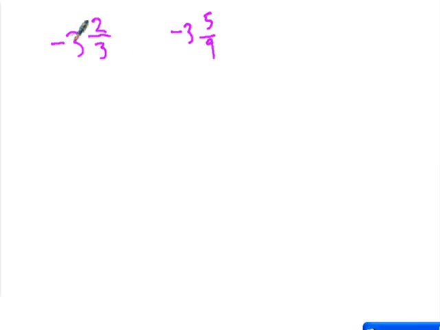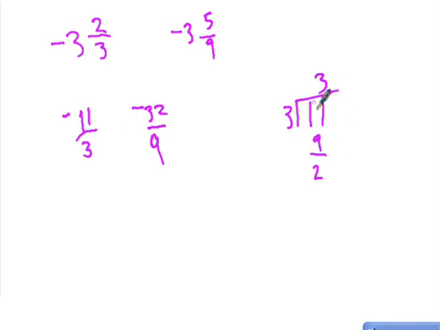So let's look at another one. This is with negative numbers. So I'm going to do the same thing, change it to an improper fraction. Remember not to leave the negative behind. So we got 11 over 3 and 32 over 9. So I divide 3 into 11. The 11 goes on the inside because it was on the top. And I get 3.6 repeating. And I'm going to do the same thing with the 32 over 9.